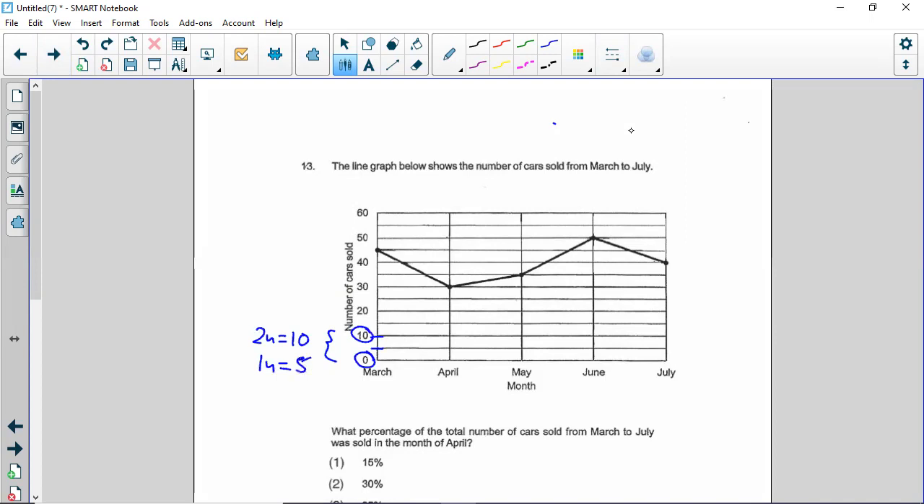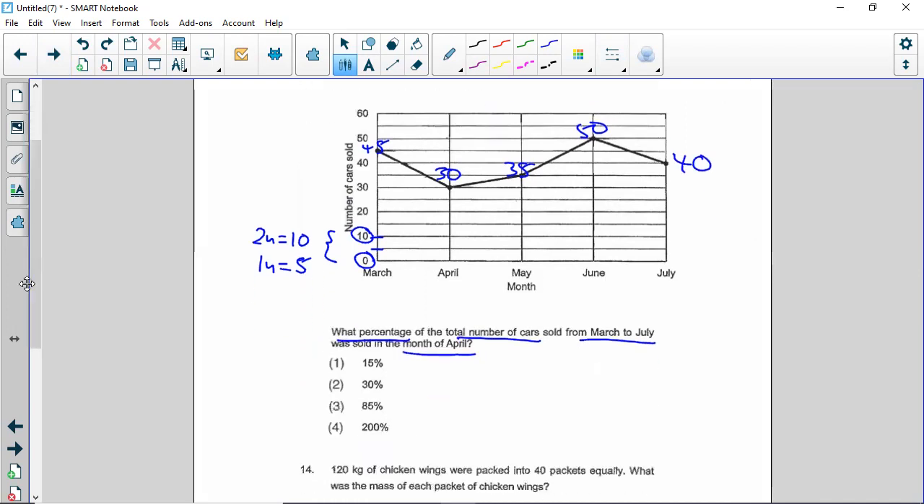Okay, then how many cars were sold in March? 45, April 30, and then May is 35. So you got to put all this down on the line graph. And then 50, and then 40. Okay, so the graph shows the cars sold from March to July. What percentage of the total cars sold from March to July were sold in the month of April? Now, some of you have difficulty trying to get the percentage.